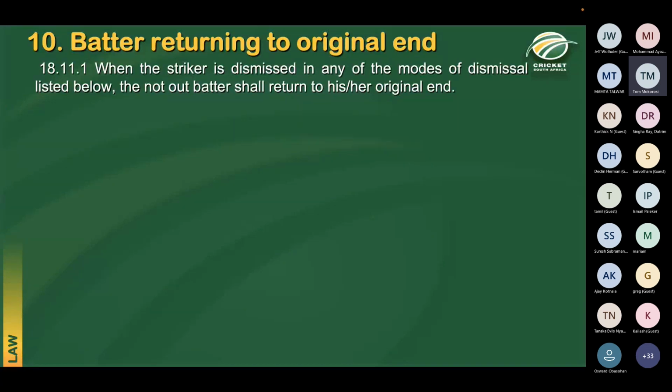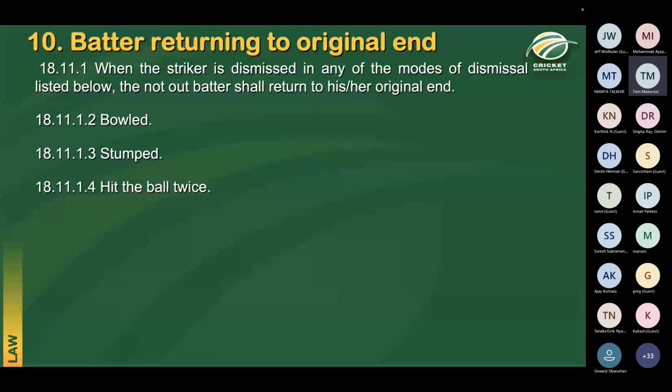And now we have a slight change to the law. When the striker is dismissed in any of the modes of dismissal listed below, the not out batter shall return to his or her original end. Bowled is old news. So if the striker is bowled, the non-striker remains on the non-striking end. Stumped as well: if the striker is stumped, the non-striker will remain in the non-striker's end. Hit the ball twice, leg before wicket, hit wicket, and now we have the new law coming into play.